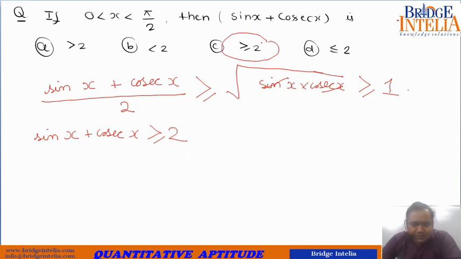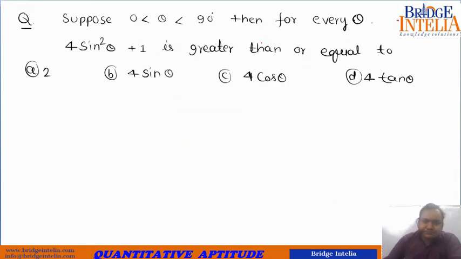Okay, so now let's move further. Suppose theta is an angle which lies between 0 and 90 degrees, then for every theta, we have this expression and the question is greater than or equal to. So this is again an indication, because the question involves terms such as greater than, less than, equal to. That would mean that here is a case where we have been asked to apply this inequality, that arithmetic mean is greater than or equal to geometric mean.